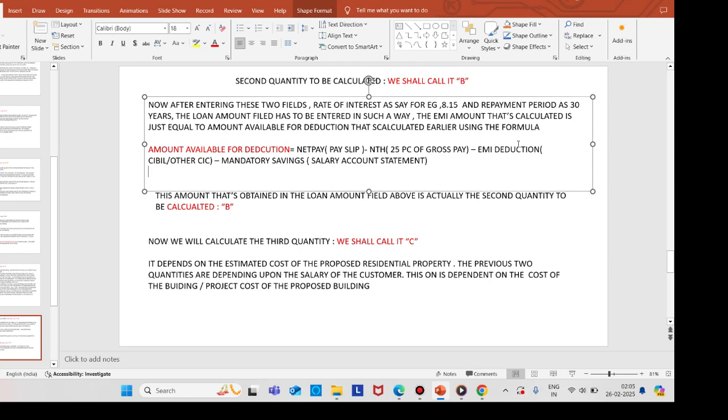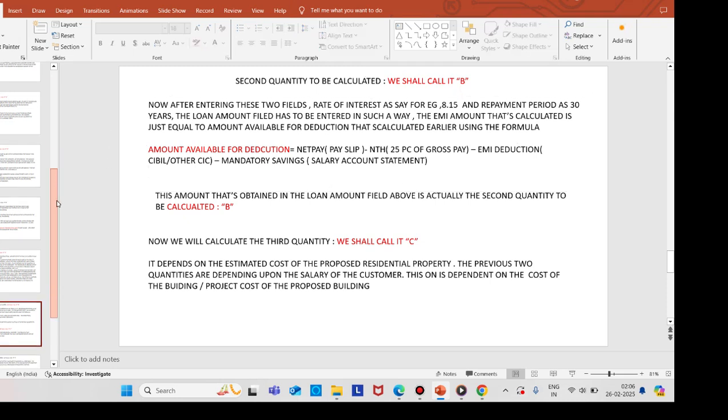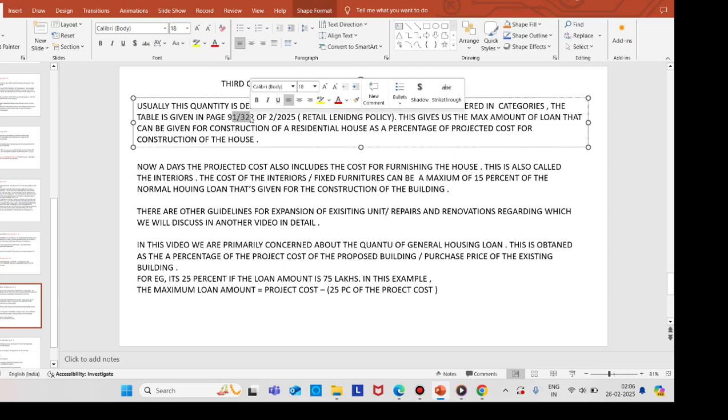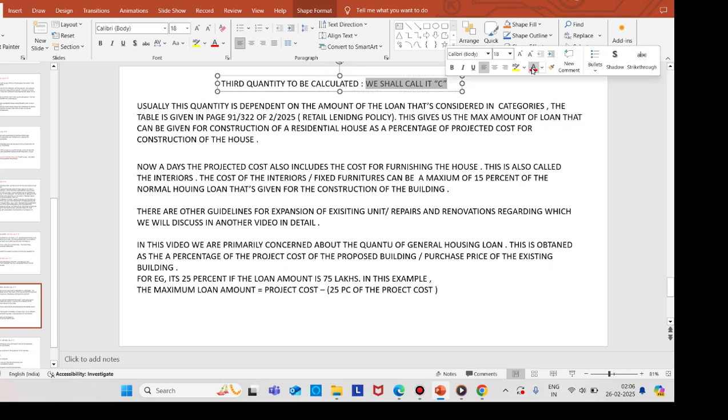We call it project cost if the customer is constructing the house, and purchase price if the customer is buying a ready-built house. Depending upon those amounts, the margin money has to be brought in by the customer. This varies with the project cost and purchase price, and those things are given exactly in the formula, for which I have mentioned the page number, like 91 bar 330 to 322 of our retail lending policy 2 bar 2020.